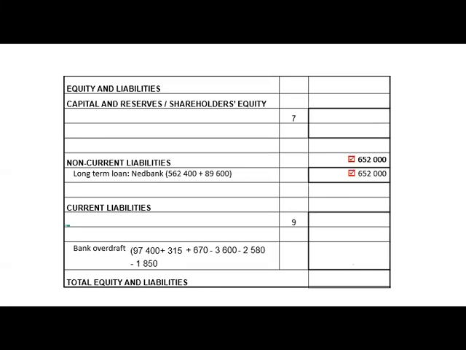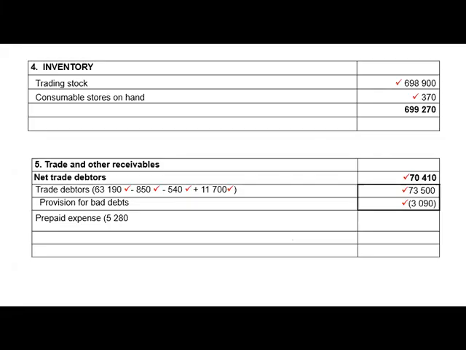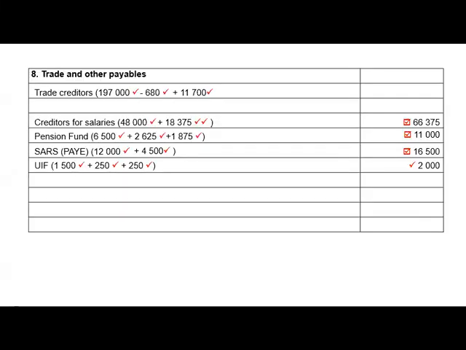Okay. And what are these payments for? Let me just check what they were for. If they were to suppliers, it means that we are still owing suppliers. Because these payments did not go through, you're going to go to trade and other payables and add that to your trade creditors. So basically, to your trade creditors, you'll have to add all those amounts.